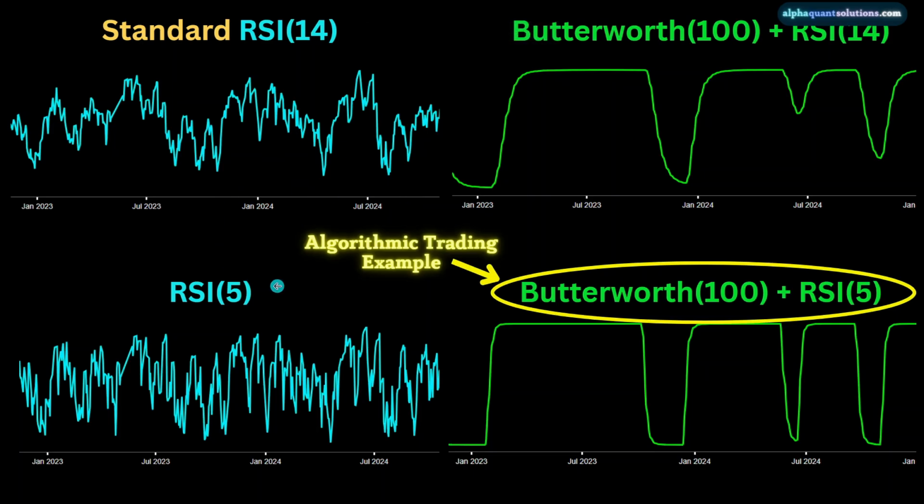Now, in the beginning of the video, we had 4 signals that we potentially could consider for an algorithmic trading framework. And we eventually settled for a version of the signal that first performs a Butterworth filter and then applies the RSI with a period of 5. But the other 3 are also potential candidates for an algorithmic trading module. And we had 2 RSI signals without any filter, the standard RSI 14 and the RSI 5, or we could potentially also use the filtering plus the RSI 14.